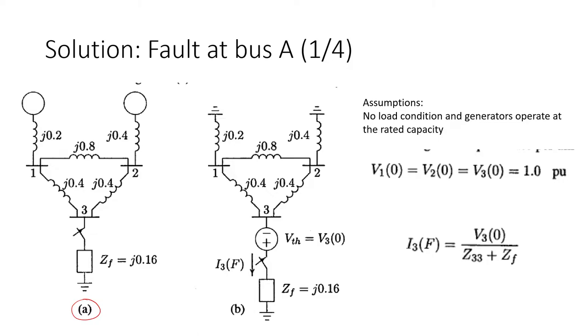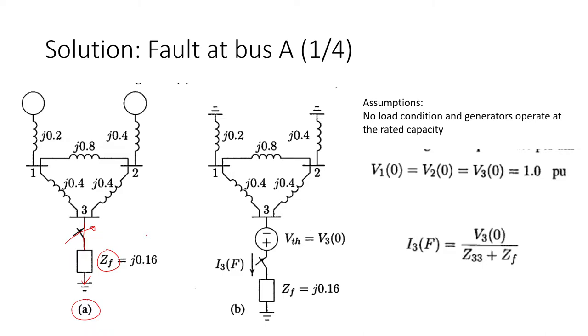You can see that this is a normal operating condition. When there is a normal operating condition, we do not connect the fault impedance to bus number 3. So once a fault happens at this bus, it is modeled as a switch, which is normally open. When a fault occurs, the switch is closed, and then there is a short path to the ground, but in this case, it just passes through the fault impedance with a reactance of 0.16 per unit.